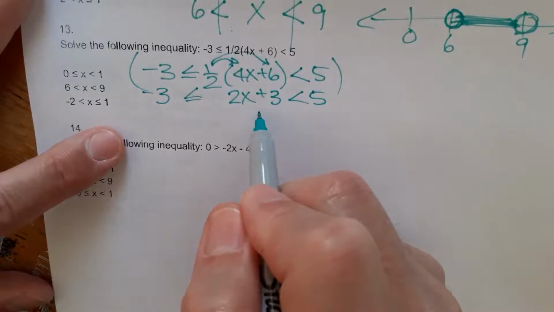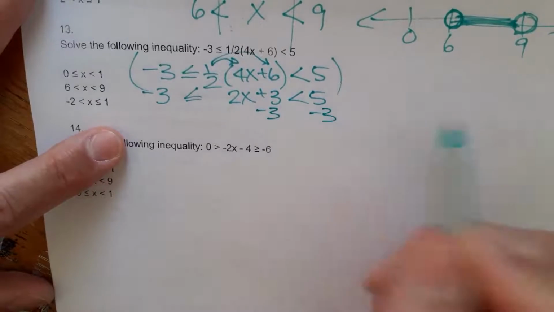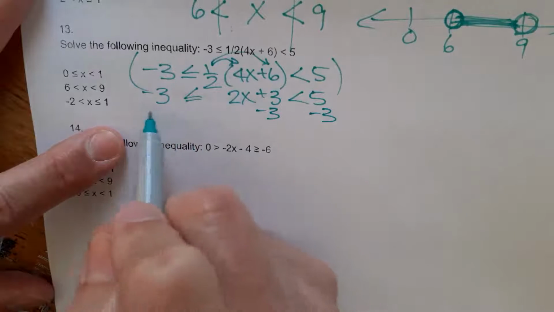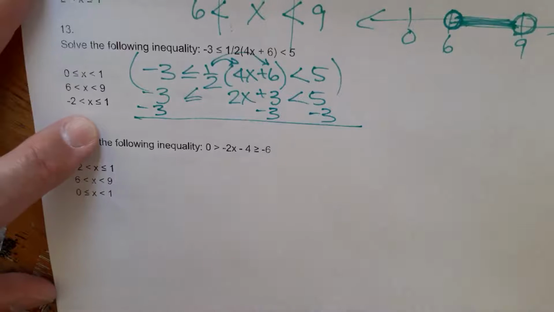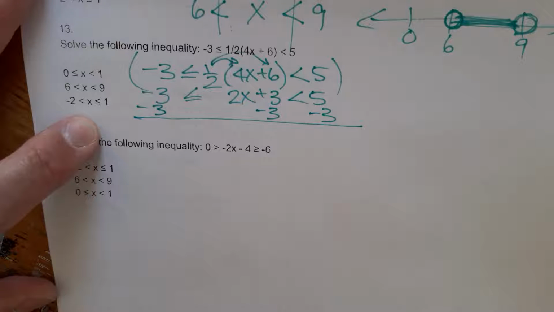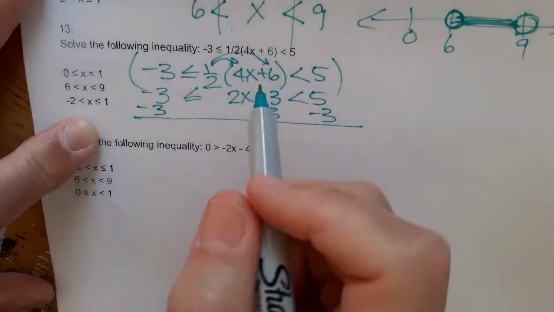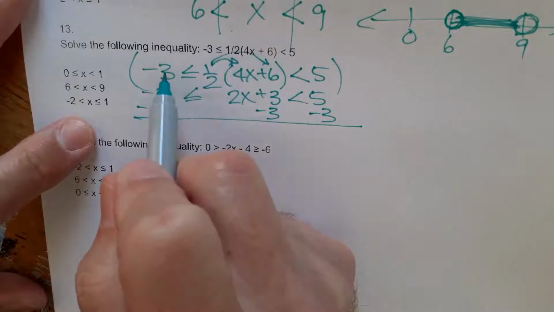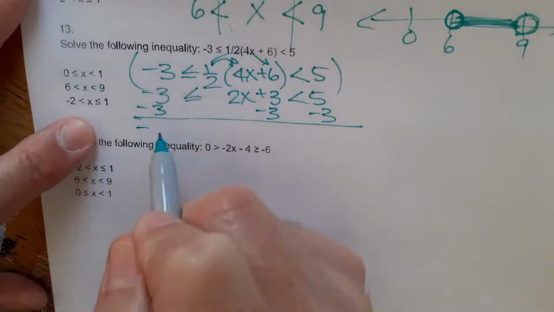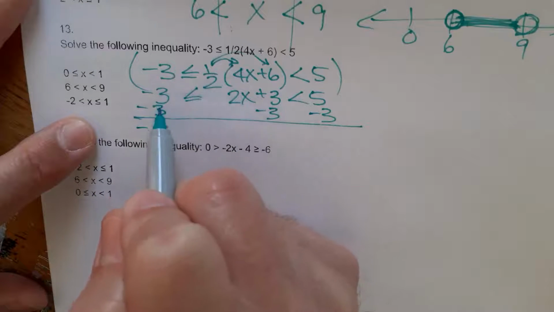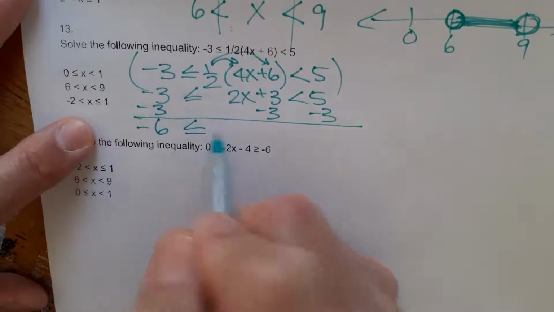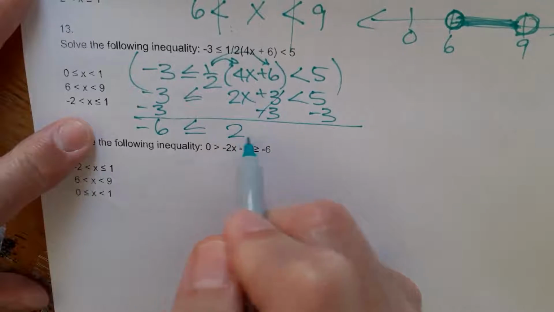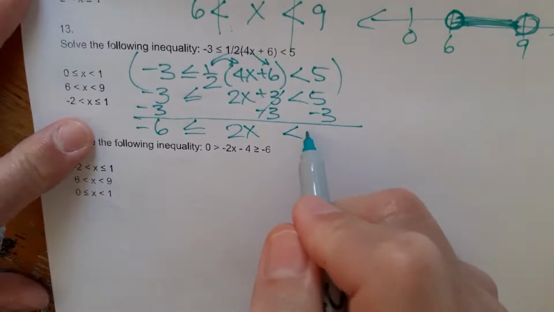So now we're going to go ahead and subtract 3 from all sides. In this case, there are 3 columns to subtract from. Minus 3. Okay, so let's see here. This becomes -3, so -6. Okay, -3 is -6, less than or equal to 2x, is less than 5 minus 3, which is 2.